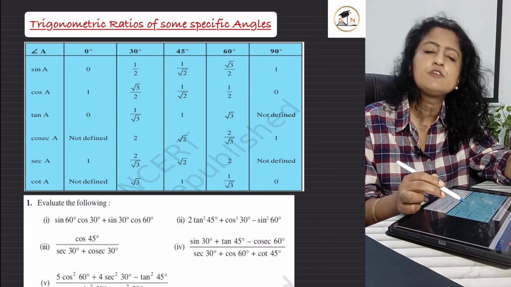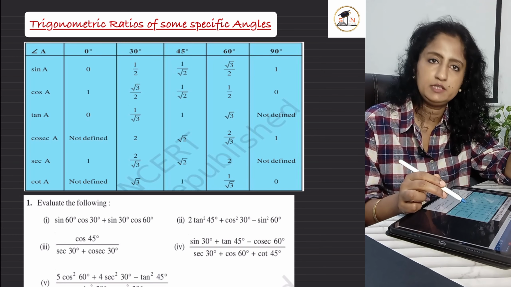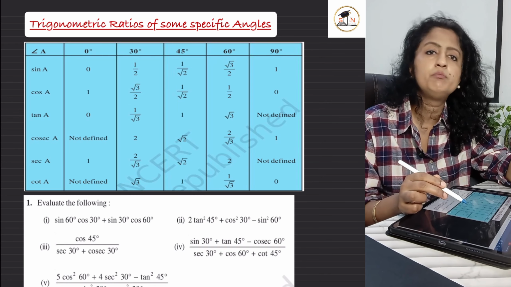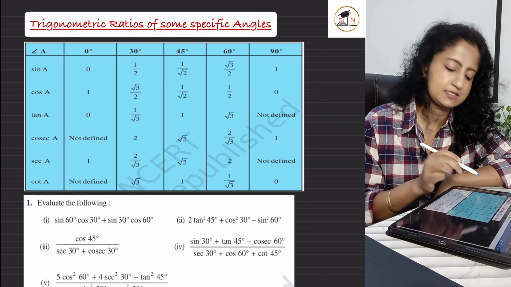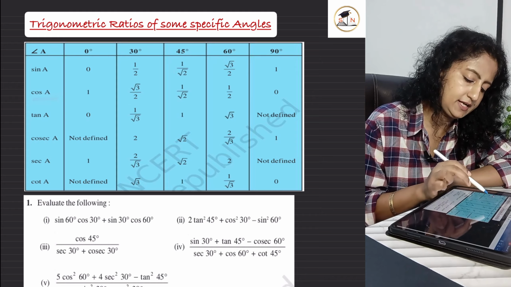Okay, these values remain the same all over, right? Whichever book you refer to, these values are the same. The method to calculate them is the same. You need to memorize. Now, an easy way to understand and learn is a trick.